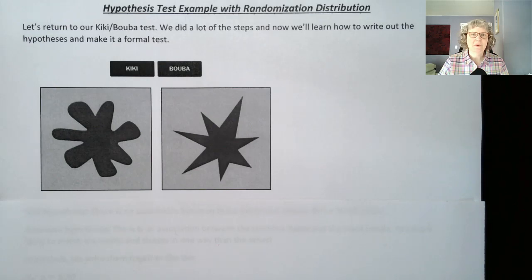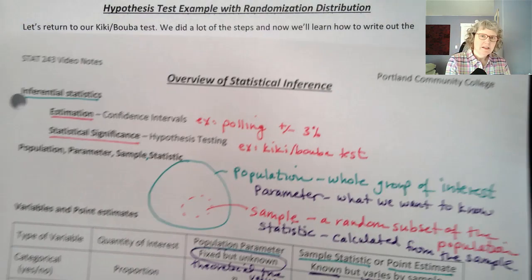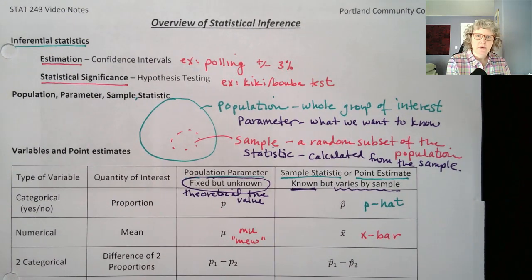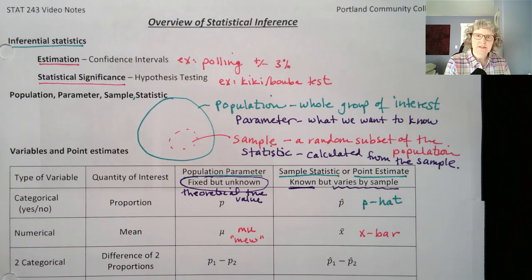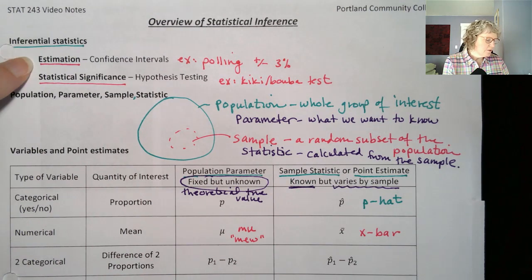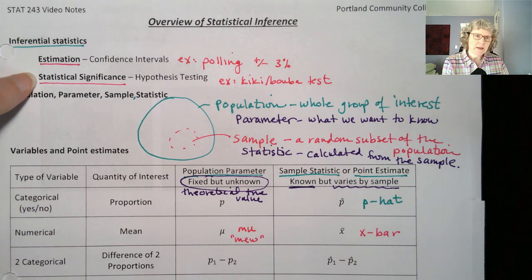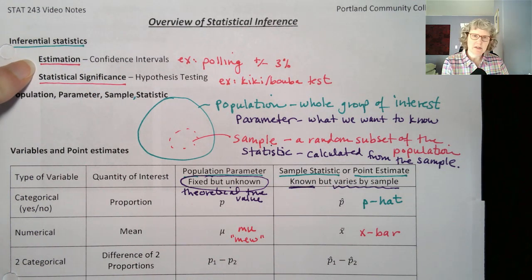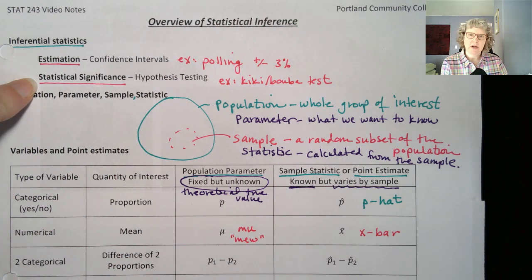Hi there. In this video, we're going to look at hypothesis testing. And before we do that, I just want to give you a little reminder of inferential statistics. So this was a notes page a little bit ago when we started our statistical inference. So, overview of statistical inference. There are two main types: estimation, so confidence intervals, and we've just done a bunch of that, and then statistical significance. That's what we're getting into right now with hypothesis testing.